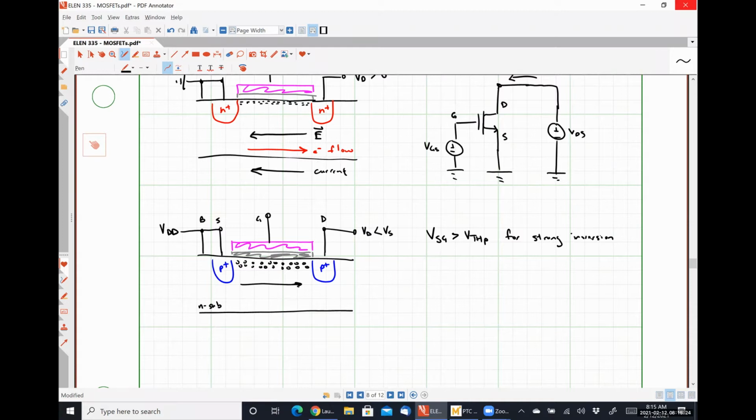Field is directed to the right. What is the direction of my whole flow? To the right. And what is the direction of my current? Well, I just drew it. It's also to the right. So we see here that our current is flowing from our source to our drain.